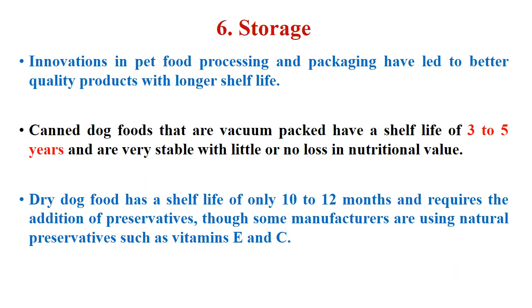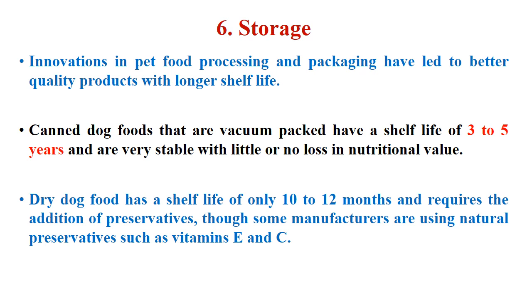Now this is the last step, that is storage. So there are innovations in pet food processing and packaging leading to high quality products and long shelf life. In case of canning, as we have discussed earlier in meat products, the shelf life is very high, 3 to 5 years, because it is fully sterilized and packed with vacuum. So there is no scope for spoilage and no nutritional loss.